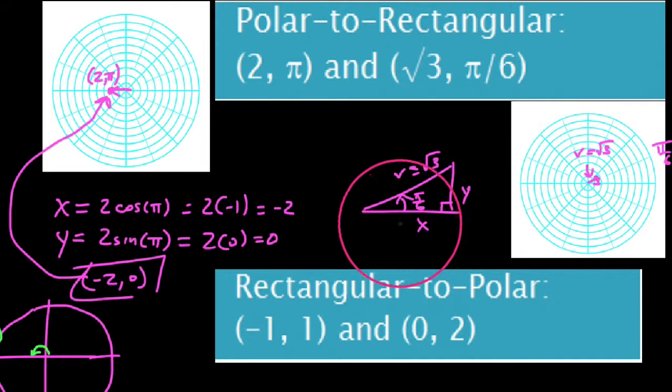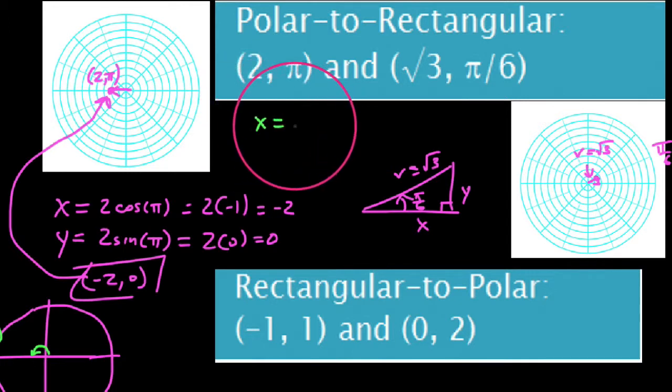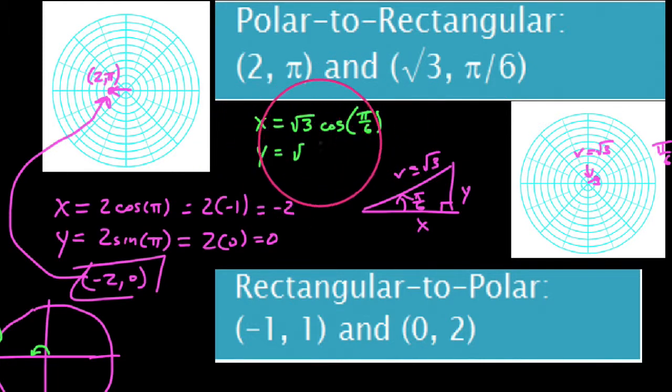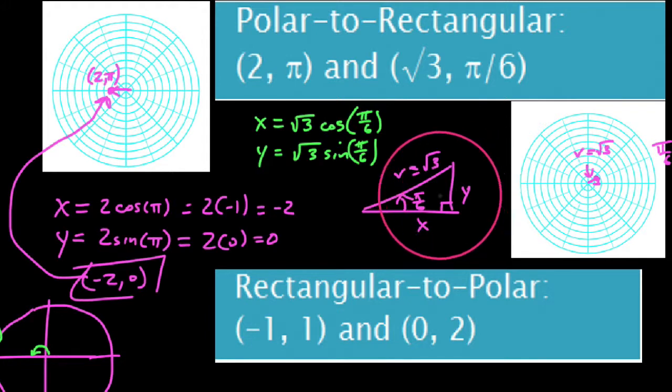And I want everybody to know that you could just do this using SOHCAHTOA here. But if you've written these things down, then we've already got these equations that we'll want to use often. So again, x is going to be r cosine theta. So we have an r value of root 3, and we have cosine of pi/6. And then the y value of this point is root 3 sine of pi/6. Those are the components of this point in terms of x and y.